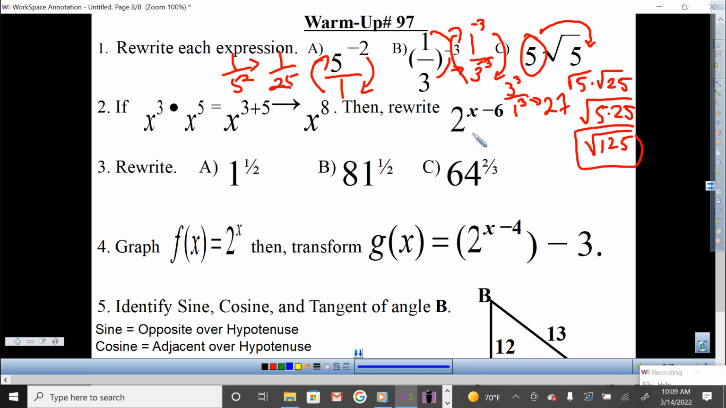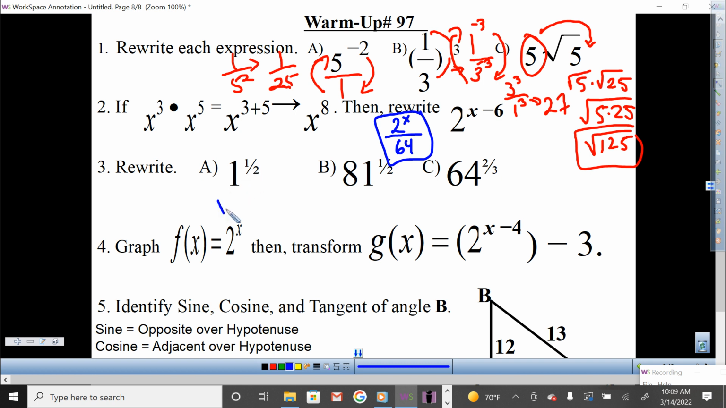Number 2. What'd you get for number 2, Nicholas? 2 to the x over 2 to the 6, which is 64. Number 3. Congratulations. Thank you. Yes, good job.